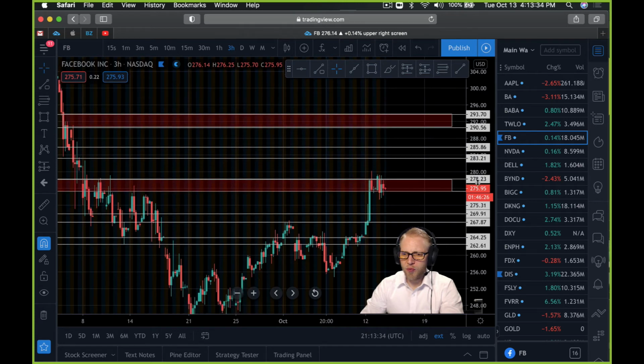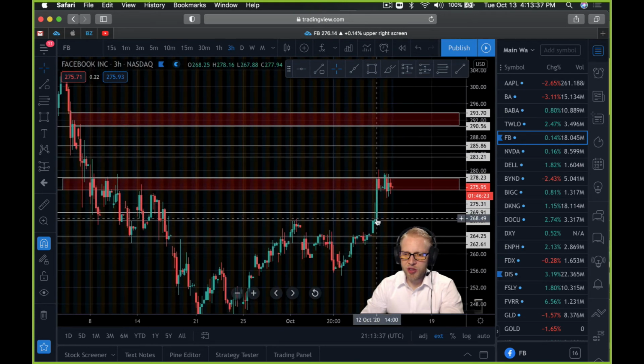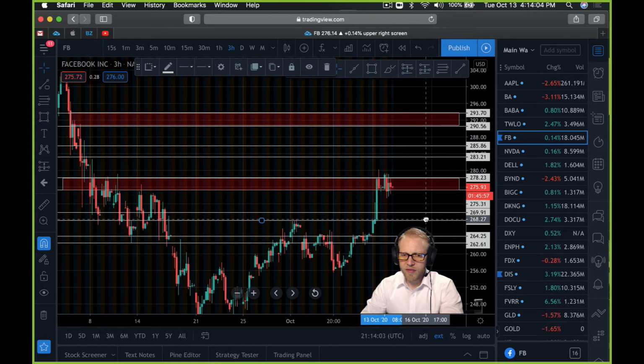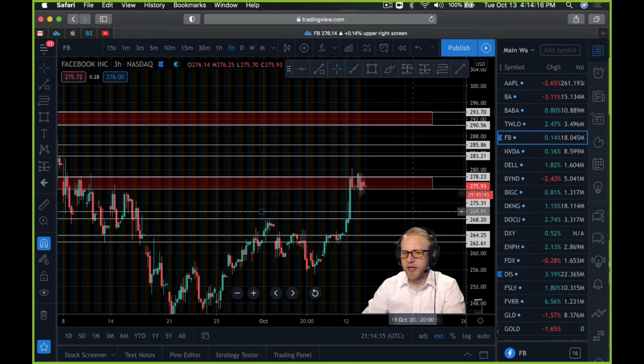It's holding this zone. I like Facebook as a continuation move, and what I would like to see is a push up, and then I would be a buyer down here in this zone. If it does sell off, depending on what it looks like, for example if it's consolidating and we just get a sell off without a 3-hour pattern, I would buy the dip down here in the 268s or so. That's the way I would play Facebook.